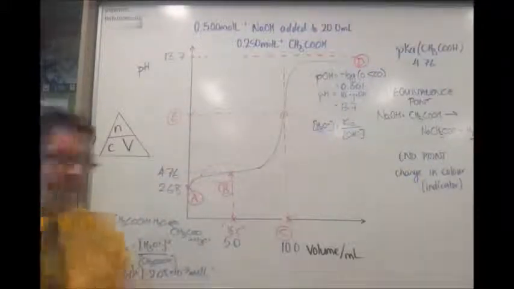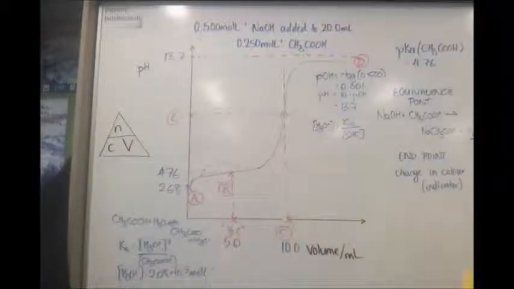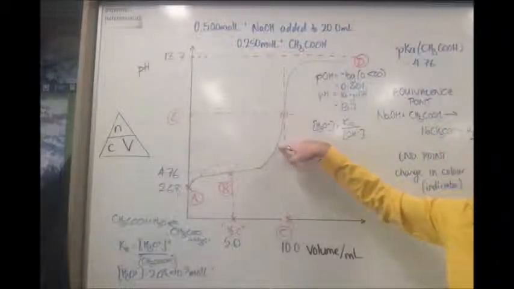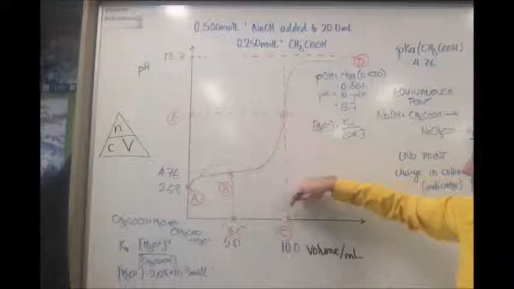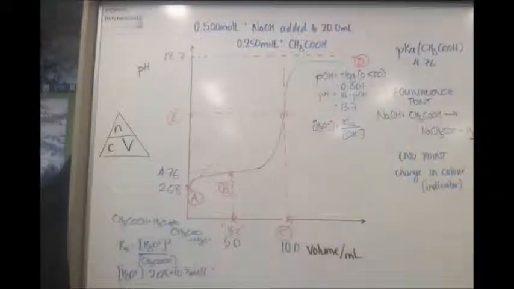That means that an indicator that changes colour at a pH of about 7 is not going to be much use to you. So something like litmus solution is going to be no use, because it would change around about here, and that's too far before the equivalence point. So it would mean your calculations for working out concentrations of unknowns will be completely wrong.